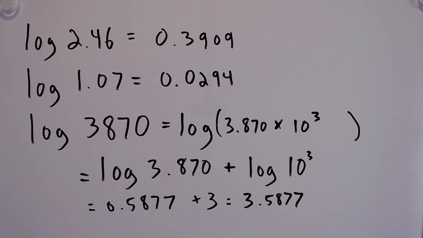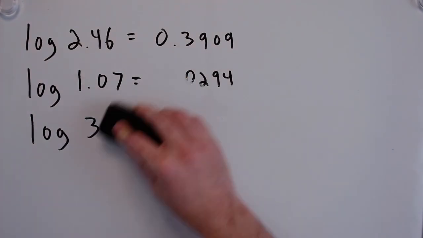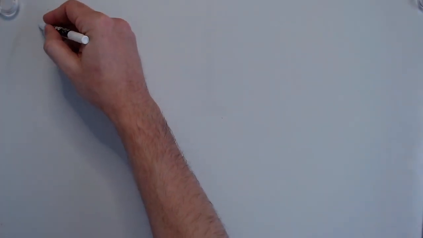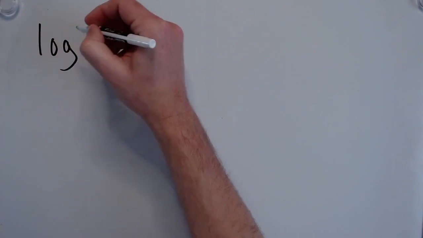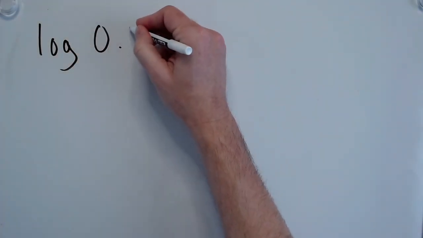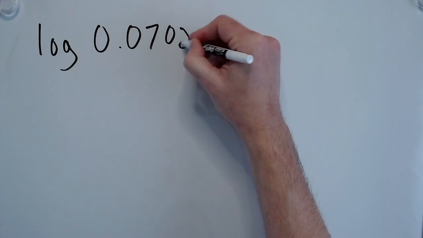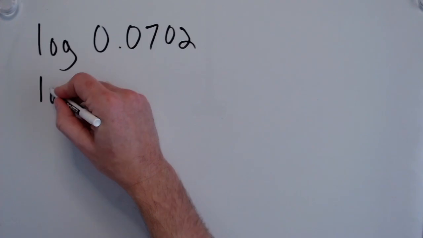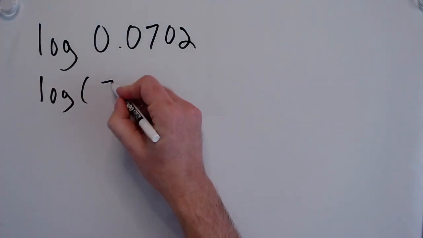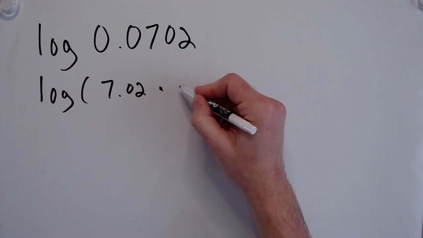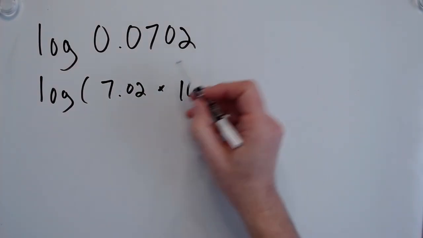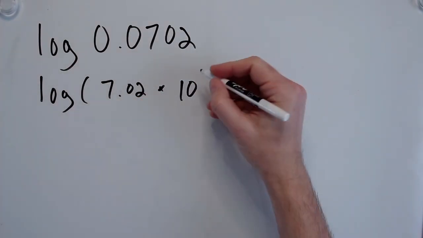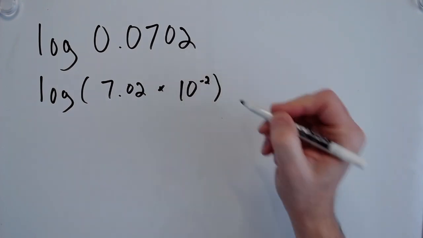All right, let's clean this off and do one of those weird ones with the weird mantissa. We'll say the log of 0.0702. So let's rewrite this in scientific notation. This would be the same as saying the log of 7.02 times 10 to what power? Well, we need to move it 1, 2 spaces. So -2 power.